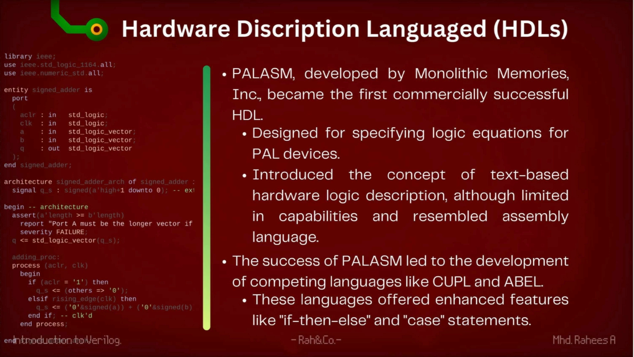One of the first hardware description languages to gain widespread commercial use was PAL assembler, developed by Monolithic Memories. PAL assembler was designed to specify logic equations for programmable array logic devices. Although it had limited capabilities and resembled assembly language, it introduced the concept of using a text-based language to describe hardware logic. This idea soon led to competing languages like CUPL and ABEL, which added more powerful constructs like if-else and case statements.